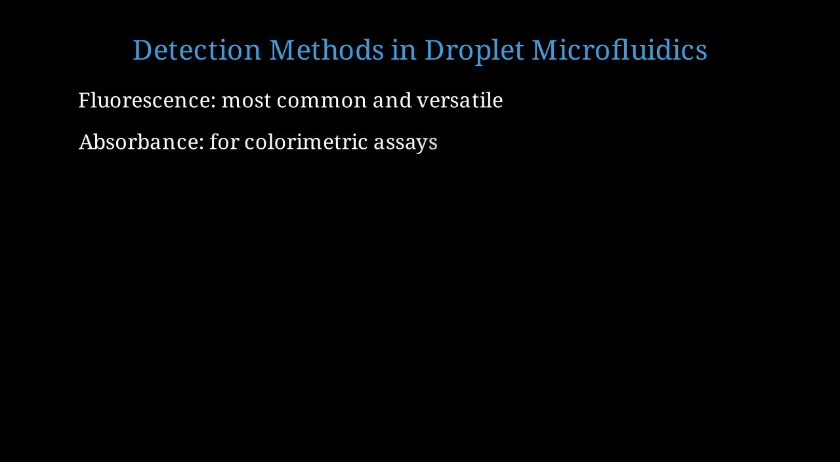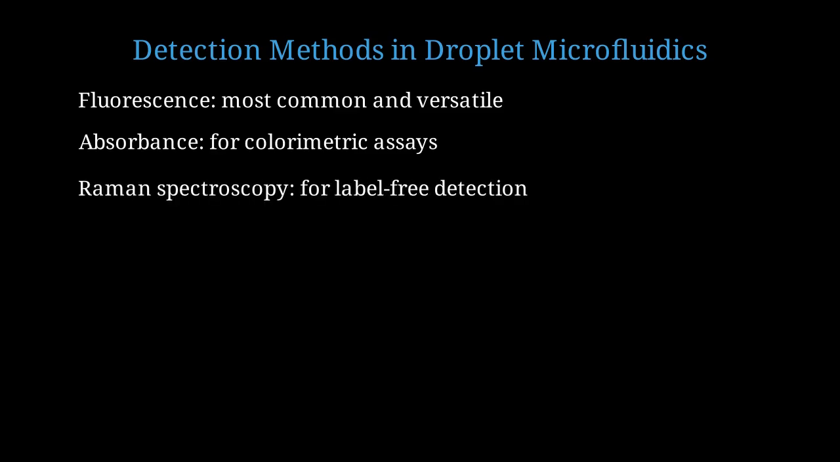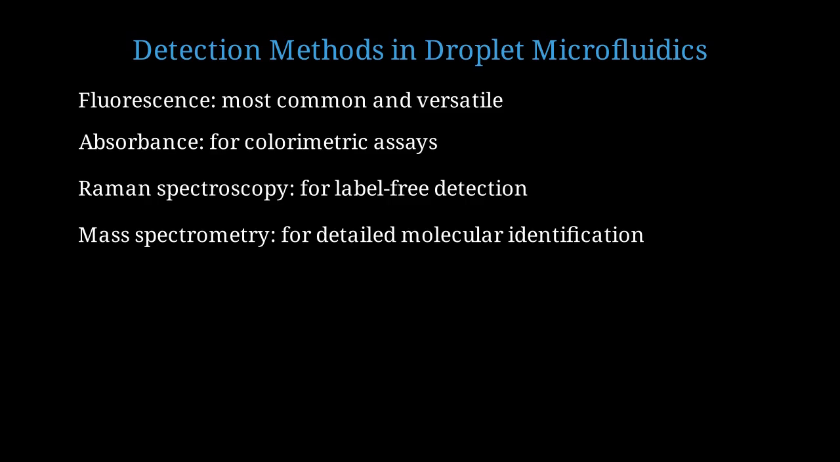Absorbance spectroscopy works for colorimetric assays, where the product changes color. Raman spectroscopy provides label-free chemical detection, allowing you to identify molecules without fluorescent labels. For the most detailed molecular identification, you can even couple droplet microfluidics with mass spectrometry, though this is technically challenging.